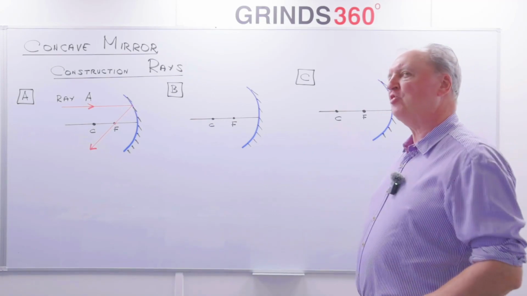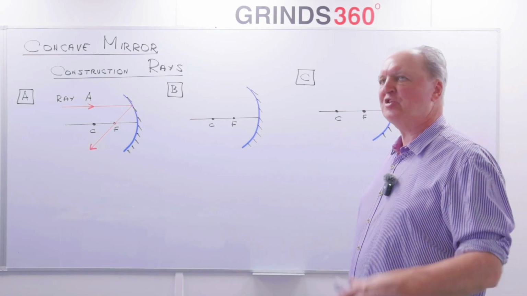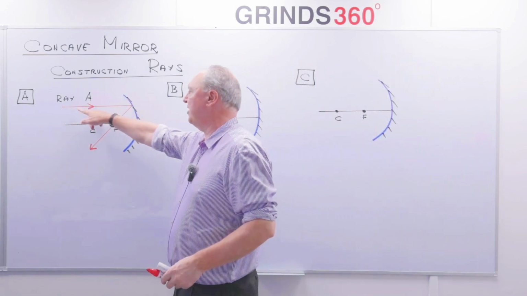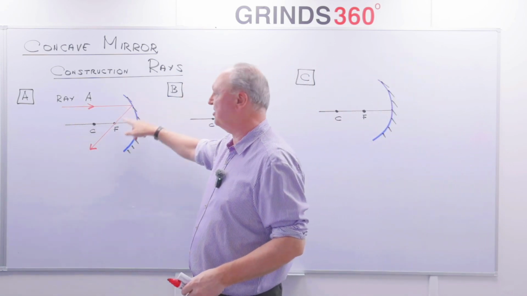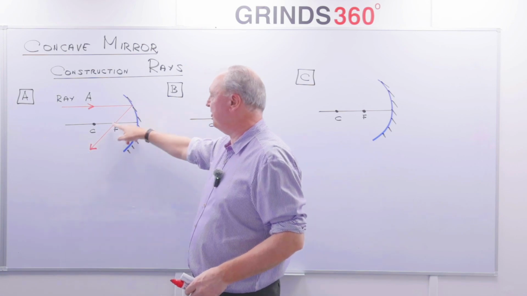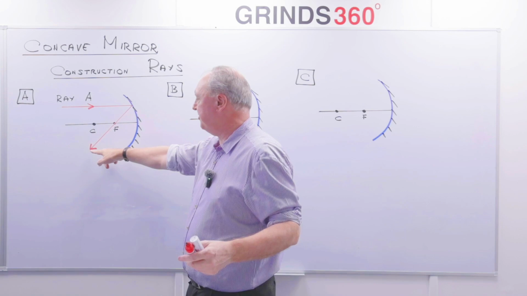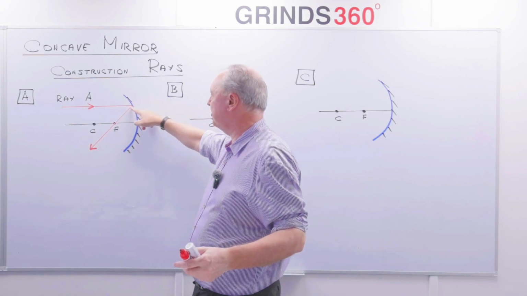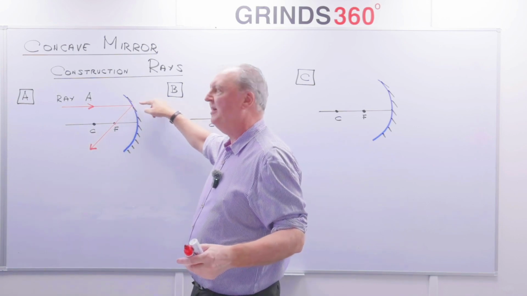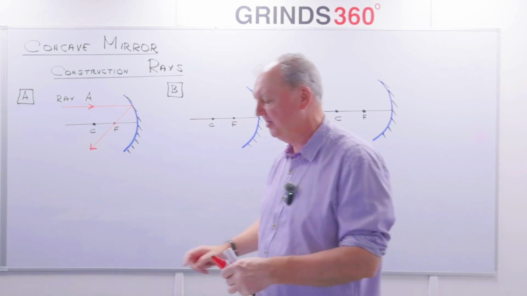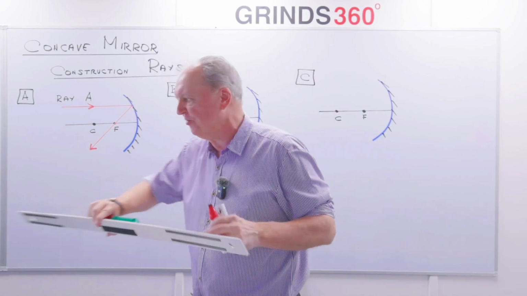What about another construction ray? Well, just think of the opposite of that. If instead of setting the ray of light in parallel to the principal axis, let's say I sent it in through the focus. Light is reversible. So if I send a ray of light through the focus, what's going to happen to it? It's going to be reflected out parallel to the principal axis. That'll be my second construction ray.